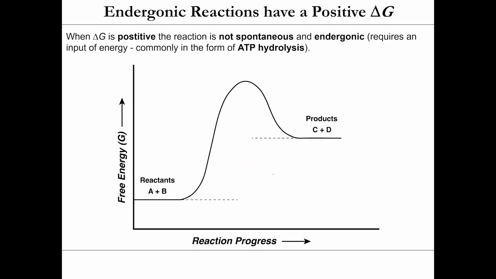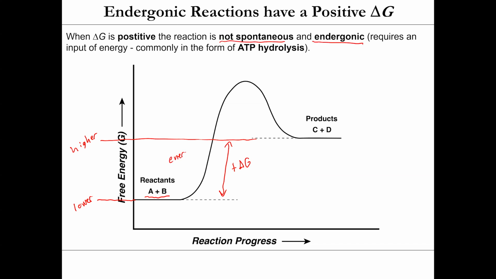Now here we have the exact opposite case. In this reaction, the reactants A and B have a lower Gibbs free energy than the products C and D. So that means this delta G, the difference in Gibbs free energy, is going to be positive. So this reaction is not going to occur spontaneously, and it's going to be endergonic. So it requires an input of energy.